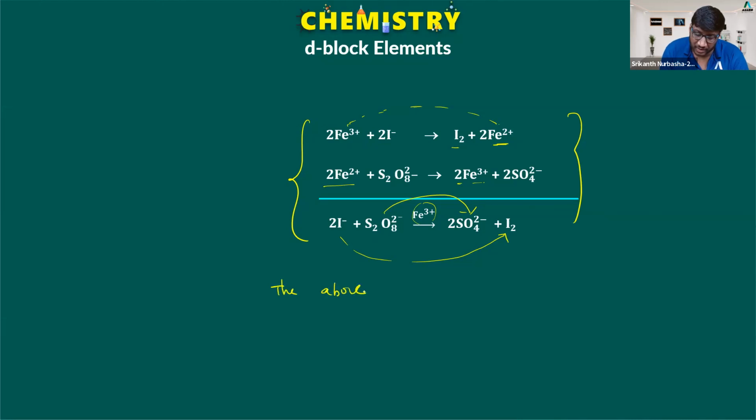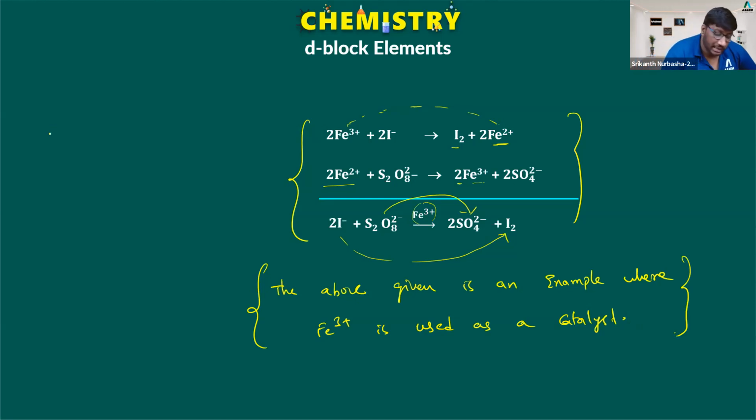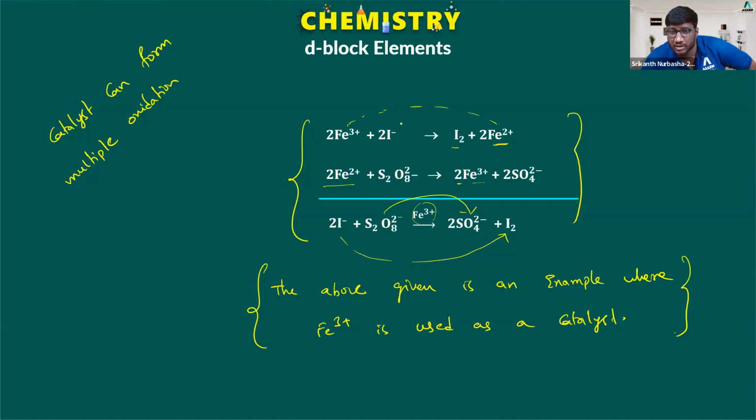The above given is an example where Fe+3 is used as a catalyst. Reason is simple. Catalyst can form multiple oxidation states, like Fe+2, Fe+3, both are oxidation states. Catalyst can form multiple oxidation states, and they can form complexes.